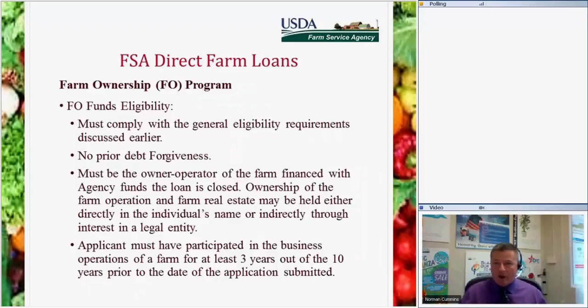As far as farm ownerships, there are stipulations as far as experience. You've had that for at least the last 3 years out of the last 10 years. Now, that even goes for, and I'll talk about the Microloan program in a while, when it comes to farm ownership loans, that 3 years of experience is required.